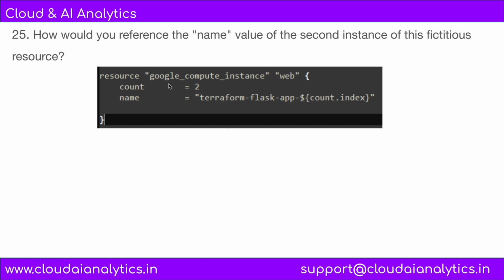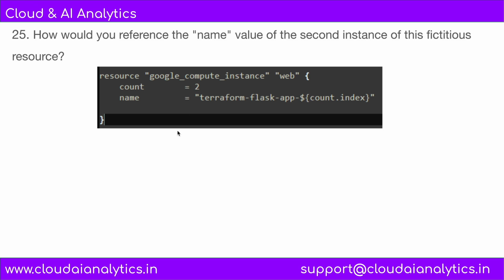Now moving on to the next question, how would you reference the name value of the second instance of this resource? So the resource is google_compute_instance and the local name is web, count is 2, and the name of your Google Compute instance will be terraform-flask-app-0, and the next instance would be terraform-flask-app-1. So basically this particular block is going to create two Google Compute instances in your cloud platform.